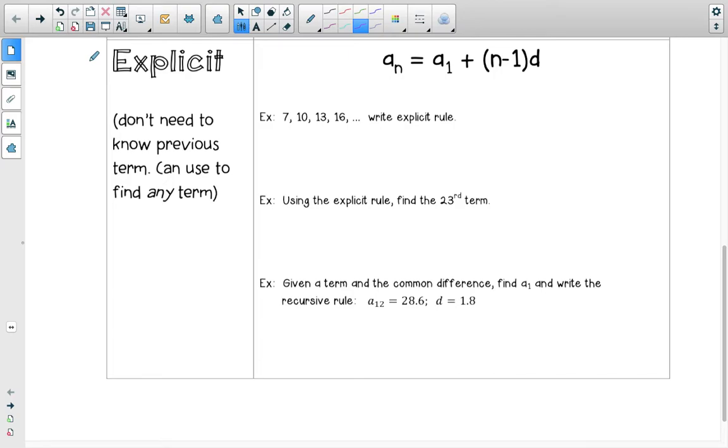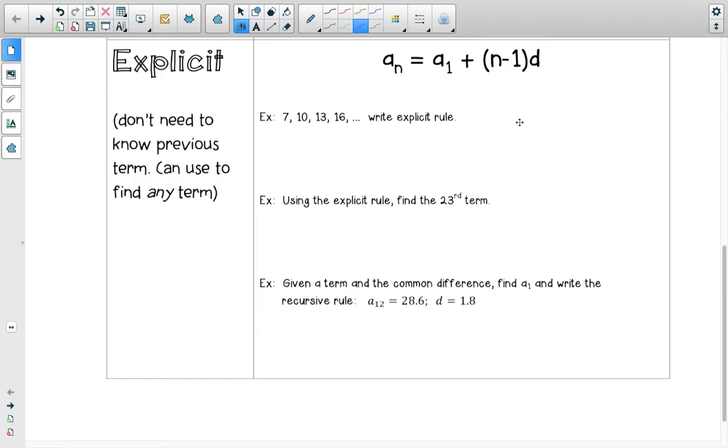This video is on arithmetic sequences. We are going to do the explicit form in this video. The last video was recursive form. Recursive form of arithmetic sequences is like the now-next form of linear equations. The explicit form is like the slope-intercept form of linear equations.